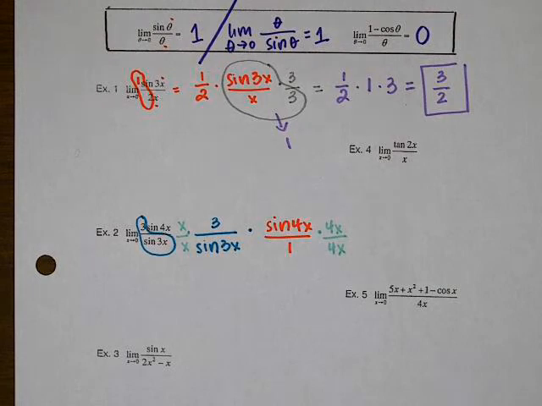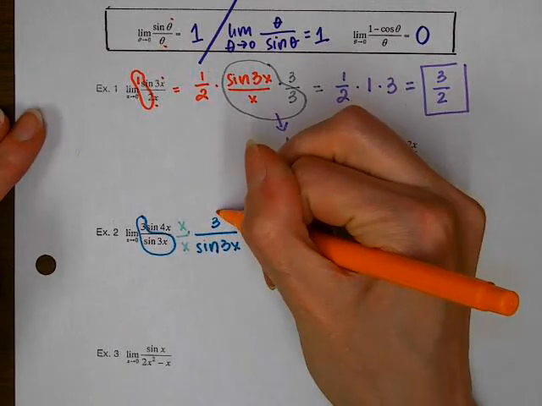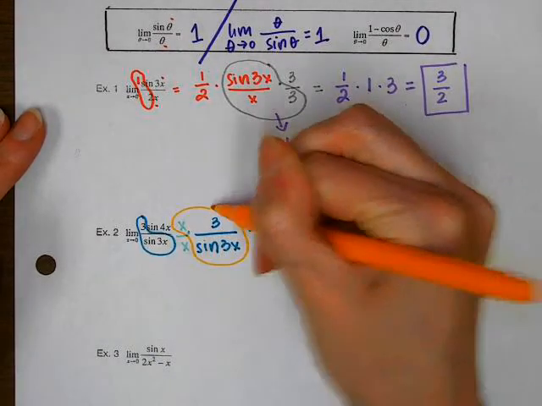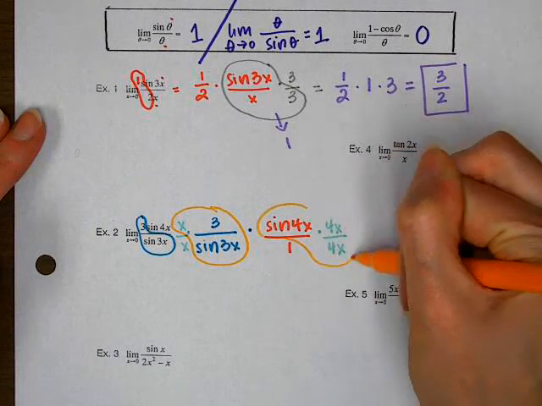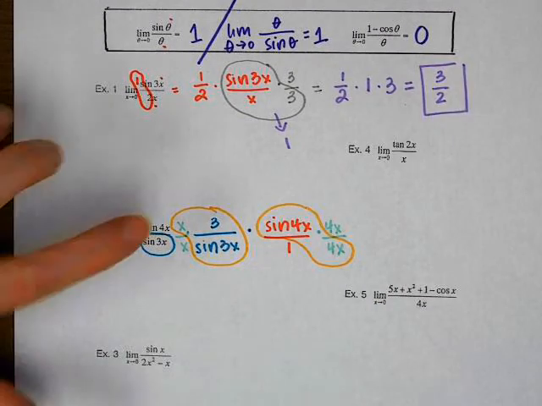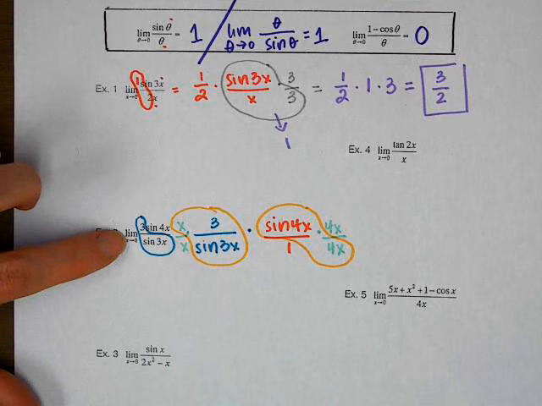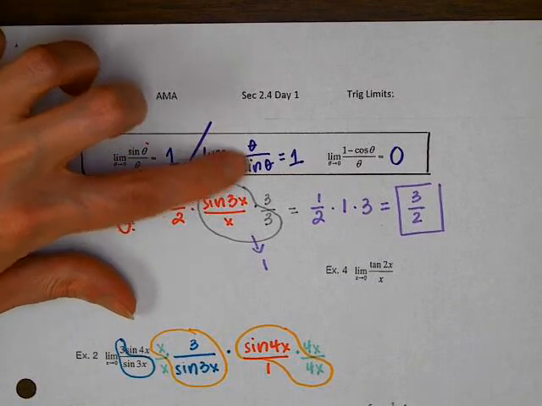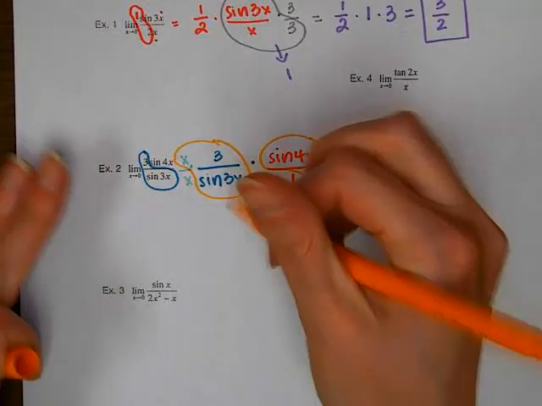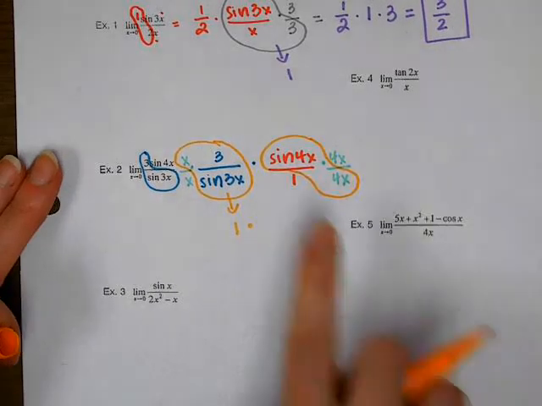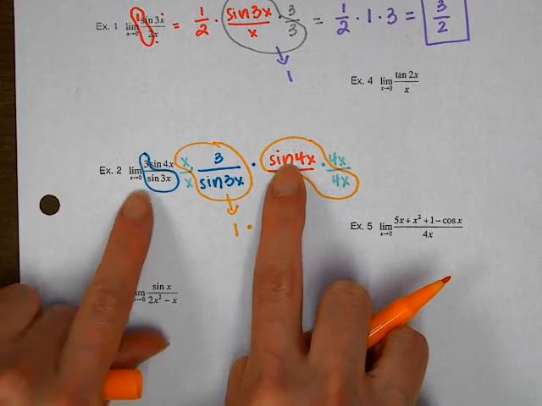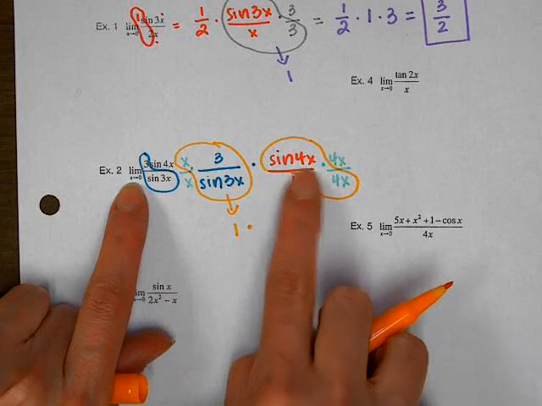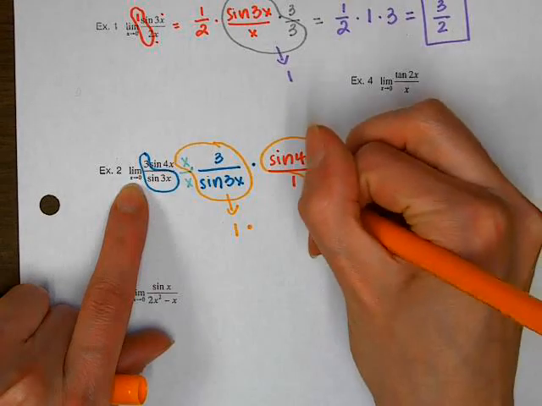All right, let's group some stuff here. All right, here we go. Let's group these guys, and let's group these guys. So what's the limit as x approaches 0 of 3x over sine 3x? We just talked about if these are equal, that's equal to 1. All right, so this guy is just 1. And then same thing here. The limit as x approaches 0 of sine 4x over 4x, that just goes to 1.